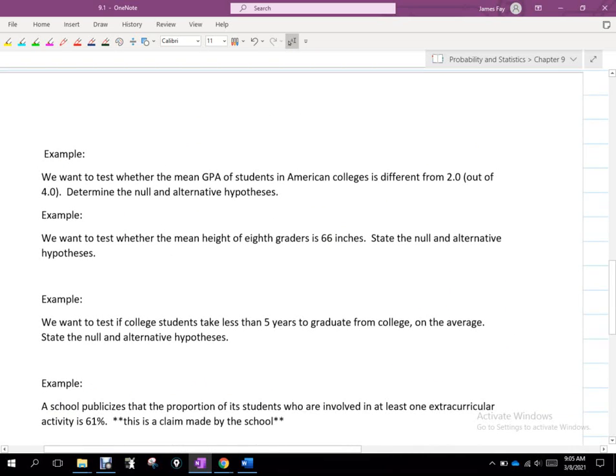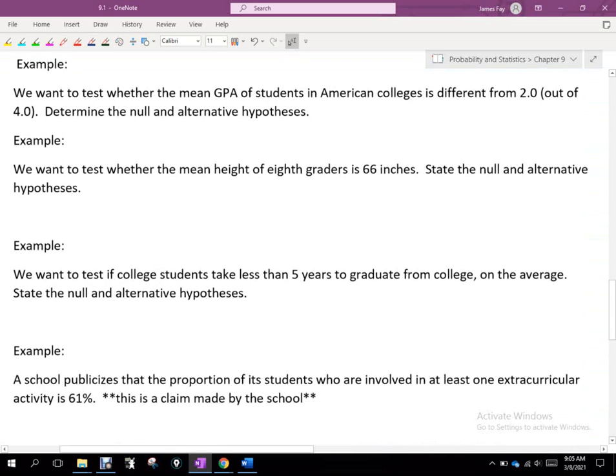Here it says we want to test whether the mean GPA of students in American colleges is different from 2.0 out of 4.0. Determine the null and alternative hypotheses. So, I've got my null hypothesis and my alternative hypothesis, and like I said, I can rewrite this as subscript A if I wanted to.